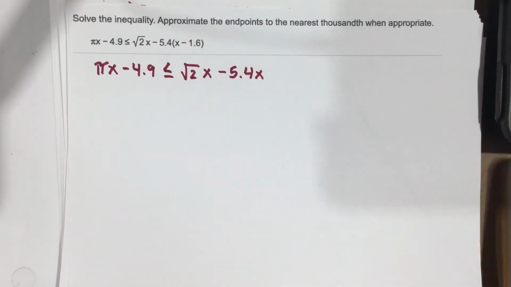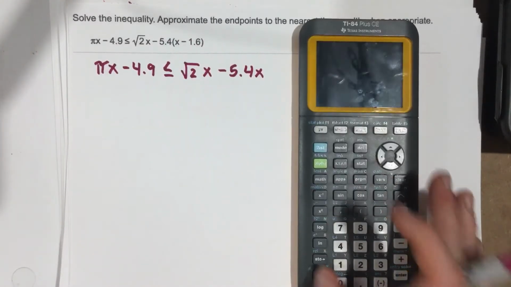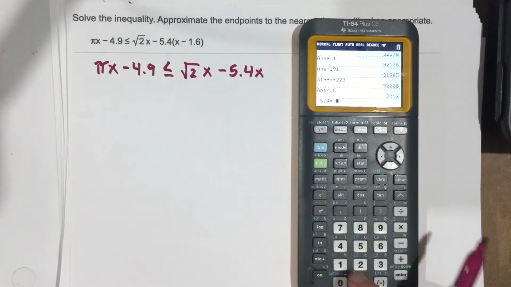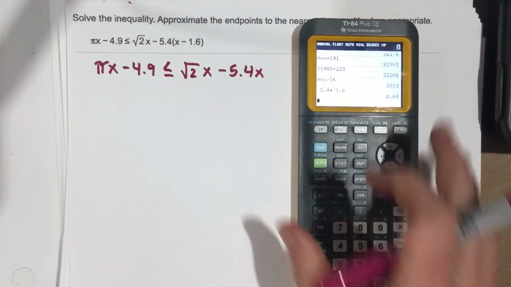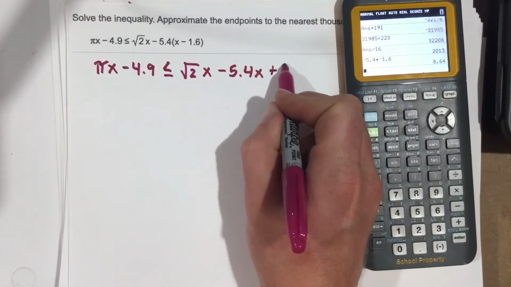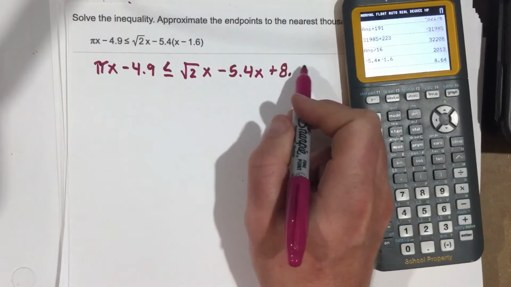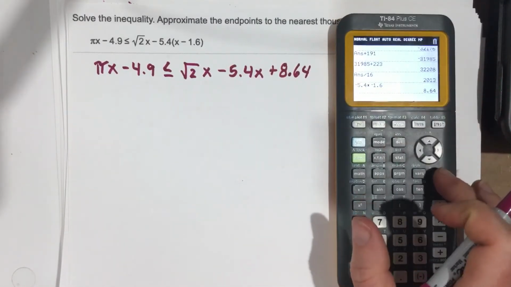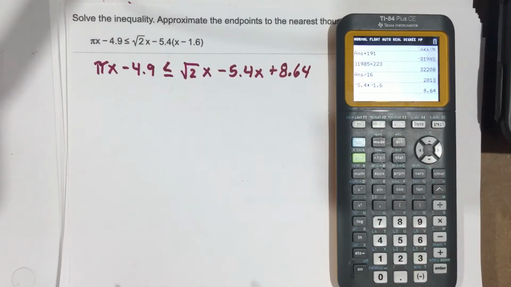Negative 5.4 times negative 1.6, better get out the calculator. Negative 5.4 times negative 1.6, 8.64. So we're going to write plus 8.64. Okay. Now we can combine some like terms.